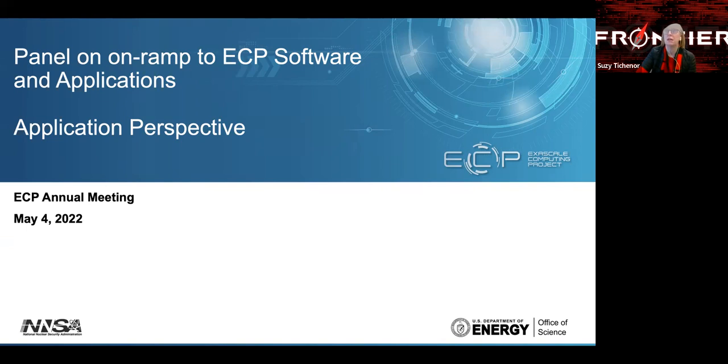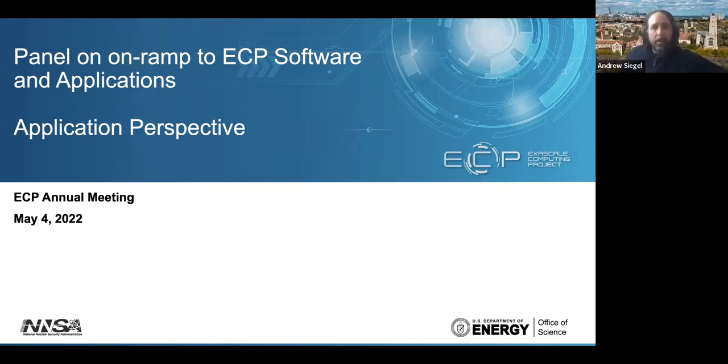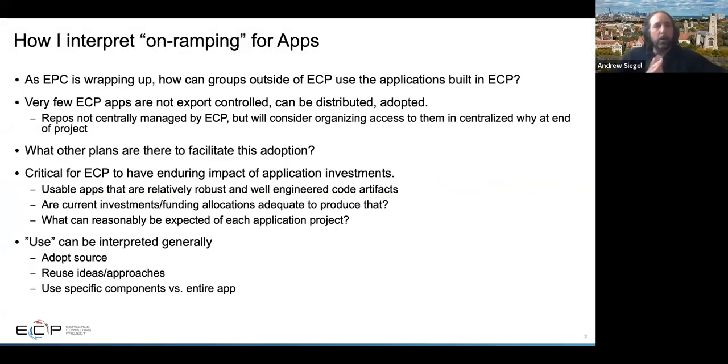Okay. All right, well, I'll start by saying we do not have an E4S for applications. So the strategy for on-ramping is complicated. And I'll give a few different perspectives as starting points for conversation, but nothing as definitive as what Mike was able to say. Question to make sure that we're on the same page: as ECP is wrapping up, how can groups outside of ECP leverage all the investments in these applications?